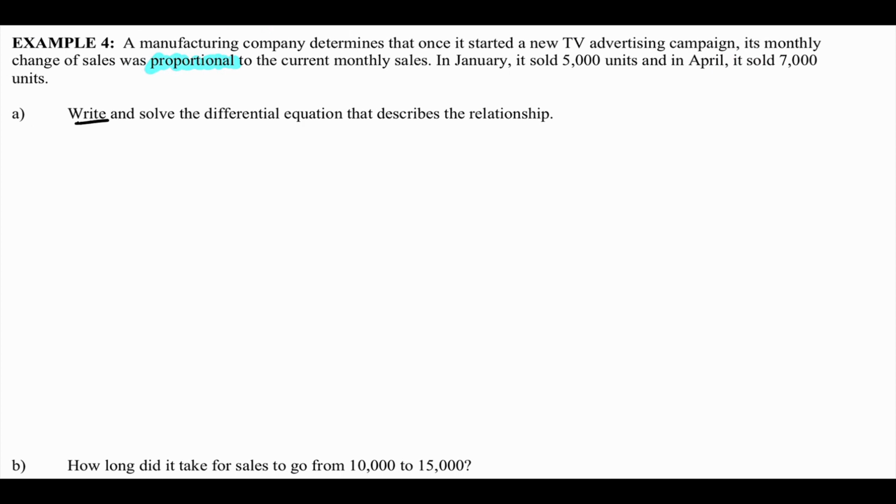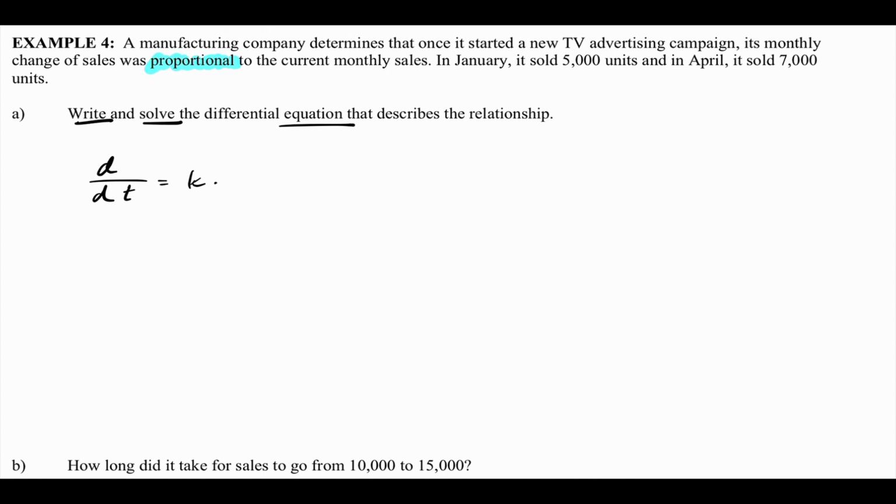Okay, so the first thing we got to do is write and solve a differential equation. Since it's exponential growth or decay, it's looking like it's growing from 5,000 to 7,000. So this is growth. Now we got to come up with our two variables. Instead of y and x, what are the two variables that we're measuring here? Time. In what unit of time? Months. So remember, independent variable goes on the bottom.